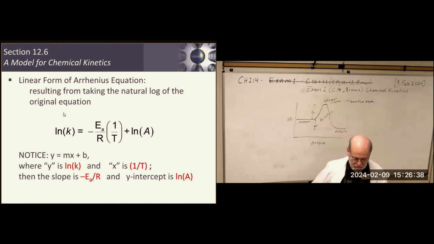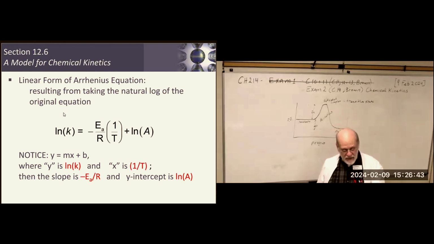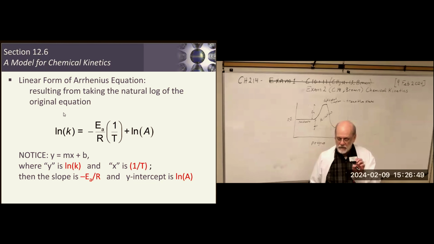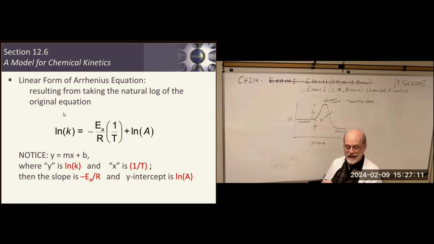And that's what this one is. This is the linear form of the Arrhenius equation. And what it says is, if you have two or more experiments at different temperatures, and usually you do more, and you measure the rate constant, then if you plot on the y-axis the natural log of the rate constants for the different temperatures, and the inverse of the temperature on the x-axis, you get a straight line. And the slope of the line is negative activation energy divided by the gas constant.